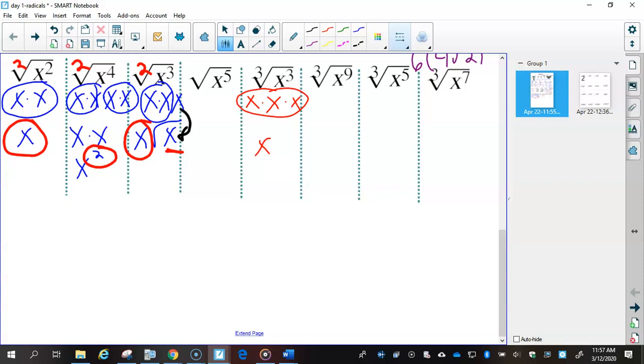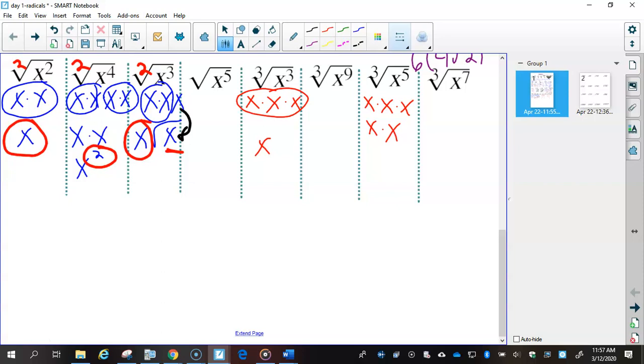If I had something like, I'm actually going to skip this one. I'm going to go into this one. This would be x times x times x times x times x. I feel like I misdid that. Do we have a group of 3 in this case?